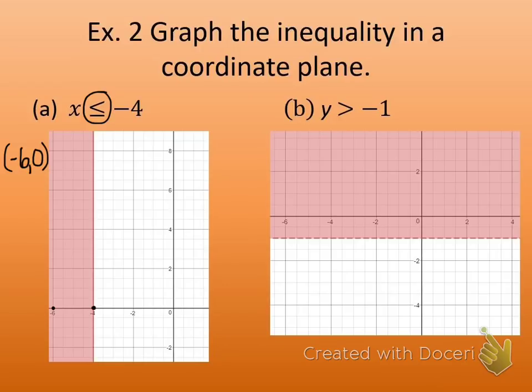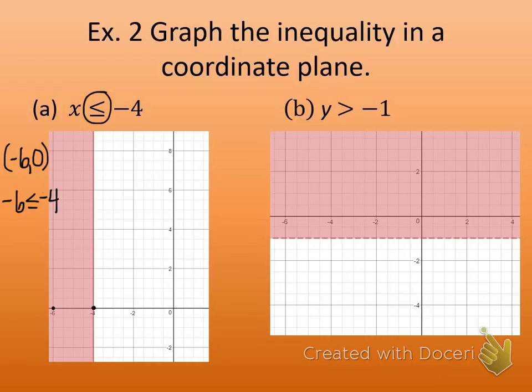If I plug -6 in place of x, is it less than or equal to -4? Is that a true statement? Absolutely. -6 is less than or equal to -4. So that is why all of my shading is over to the left, because all of those points that fall in that shading would make that equation true.